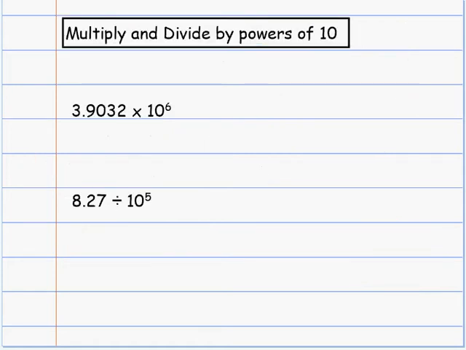Okay, now multiplying and dividing by powers of 10. When you multiply by powers of 10, if I take the number 22 and I multiply that by 10, I get 220. So if this problem were 22 times 10 to the first power, what I ended up doing was moving the decimal one place to the right. Okay, I'm making a bigger number, so I need to move the decimal to the right.